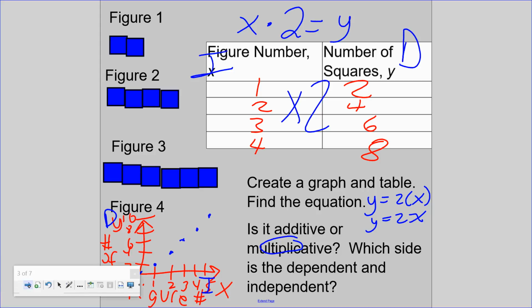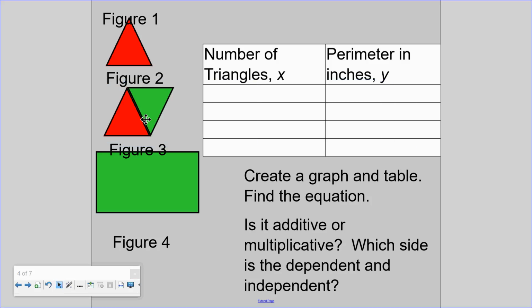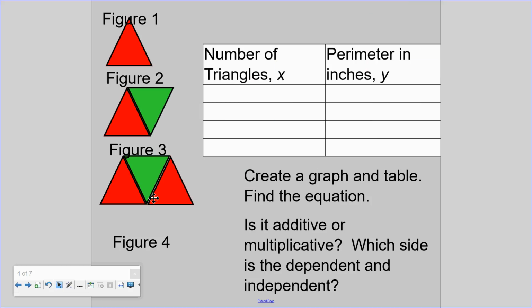So let's look at our next example, another perimeter train. So in figure 1, I see 1 square. In figure 2, I see, oh wait, this table is about number of triangles and perimeter in inches. So each side represents 1 inch. Figure 2, you have 2 triangles. Figure 3 has 3 triangles.